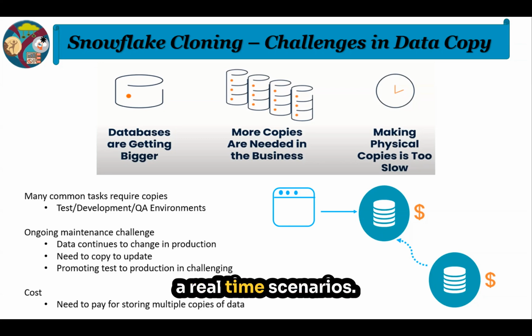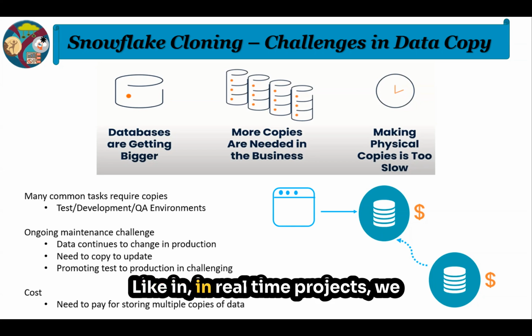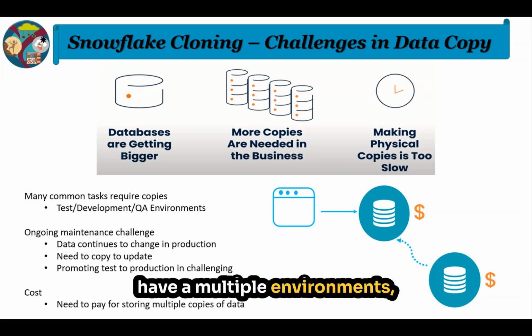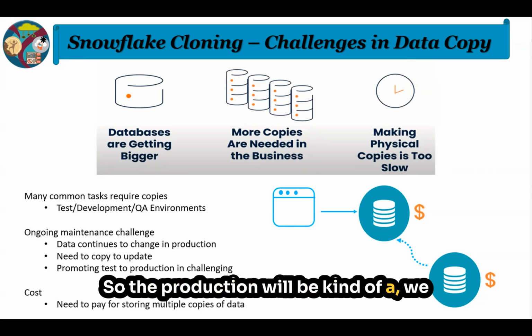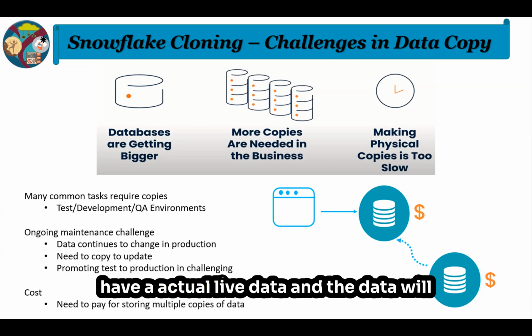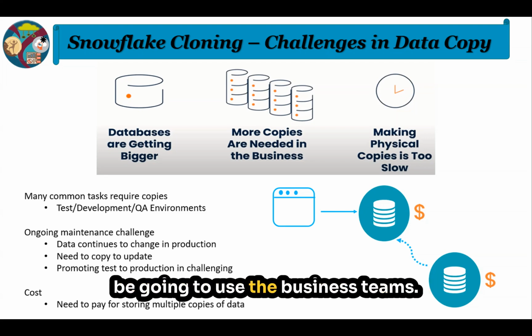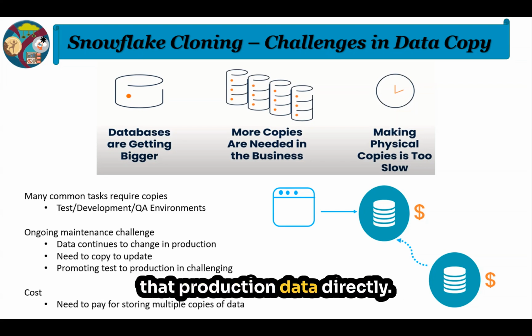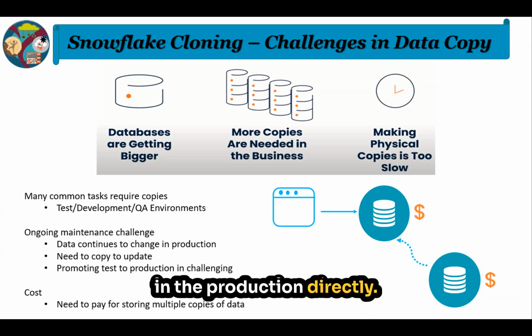Now in real-time projects, we have multiple environments, as I have mentioned multiple times. One is the production environment and the other is the non-production environment, which we call dev and testing. Production has the actual live data, which is used by the business teams. So we are not going to touch that production data directly. We cannot modify any object or delete anything in production directly.